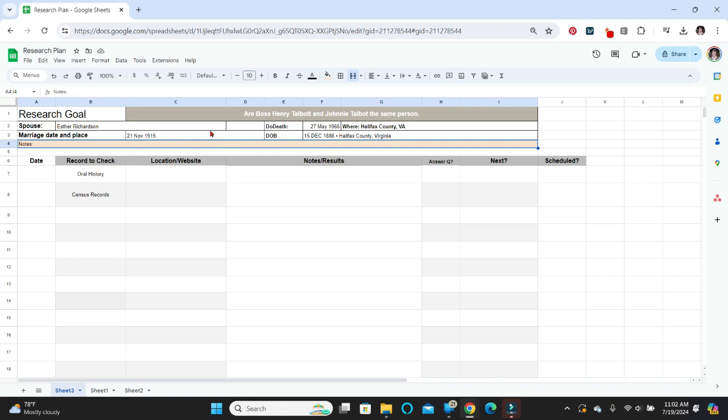And so I know that Boss Henry, he also went by the nickname Bossy, married Esther Richardson. They married November 21st, 1915. This was Halifax County, Virginia. Then I know that Bossy was born December 15th, 1886, and that he died May 27th, 1966. And all of these events actually took place in Halifax County, Virginia. So that is actually helpful to know. Fortunately, my guy didn't move around much.